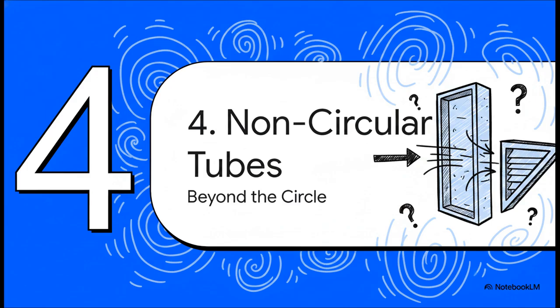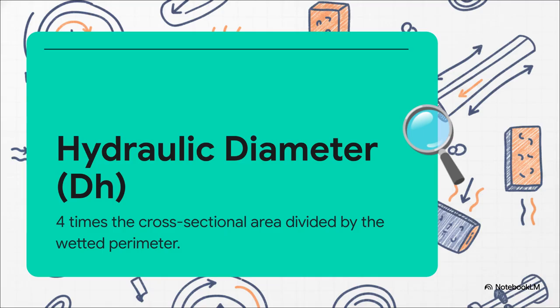All right, Section 4, non-circular tube geometry, beyond the circle. Now, what happens on the exam if your professor hands you a rectangular duct or maybe a triangular vent instead of a perfectly circular pipe? Well, obviously, you can't use a regular diameter. We have to adapt by using a clever little tool called the hydraulic diameter. Think of it as a universal adapter, a generalized diameter for literally any shape.